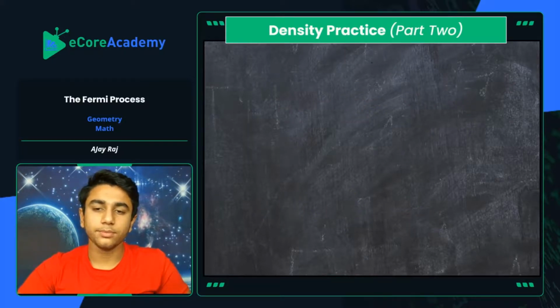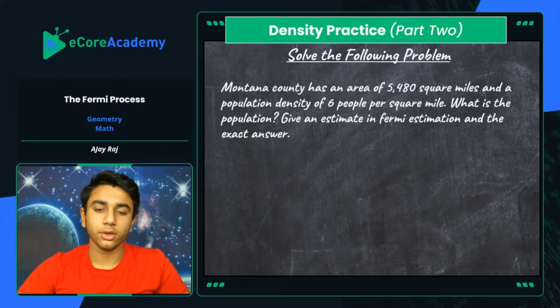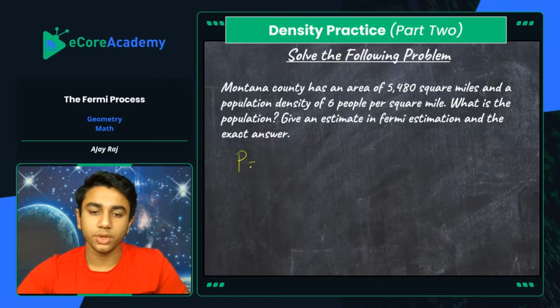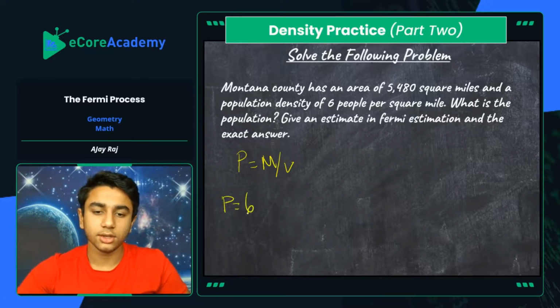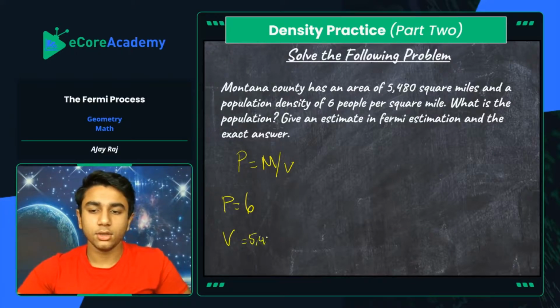Moving on to our final problem for density, part 2. So let's solve the following problem. Montana County has an area of 5,480 square miles and a population density of 6 people per square mile. What is the population? Give an estimate using Fermi estimation and then the exact answer. So let's start off by calculating this. We know that P equals M over V, but we can always change that equation around. In this instance, we're given what P is, so P equals 6 people, and V equals 5,480 square miles.